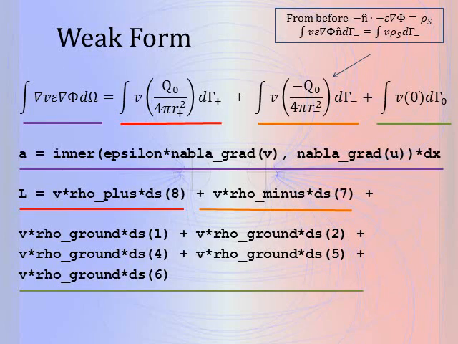The weak form shown here is derived from multiplying a test function by the strong form and integrating over the domain. The Neumann boundary conditions are implemented on the right side. As you can see, the actual value of the source charge, denoted as rho plus and rho minus, has been substituted in on the spherical boundaries, and a 0 charge, denoted as rho ground, for the 5 faces of the box.